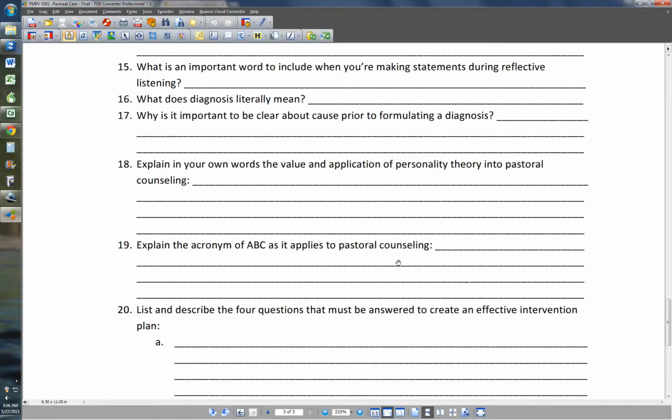All right. Number 16, what does diagnosis literally mean? So to tell the difference between two things, right? To know the difference between. So gnosis is knowledge, dia is two, so know the difference between two things. Right? Why is it important to be clear about cause prior to formulating a diagnosis?